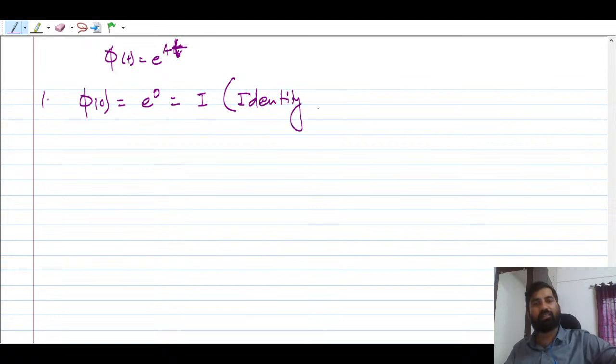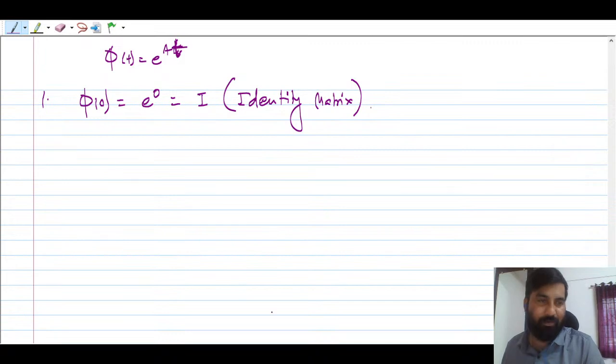So please remember some of these important properties. You can also use them to verify. Suppose anywhere they ask you to calculate the state transition matrix, you can verify this. Any state transition matrix will satisfy this property: if you put t equal to 0, it should always be the identity matrix.